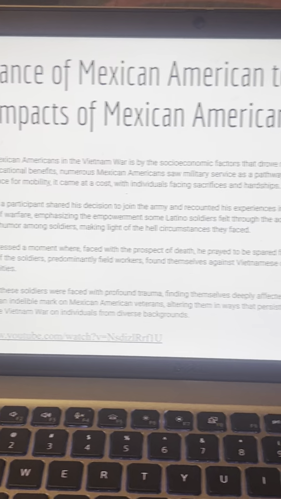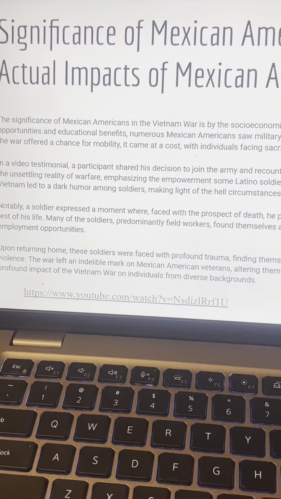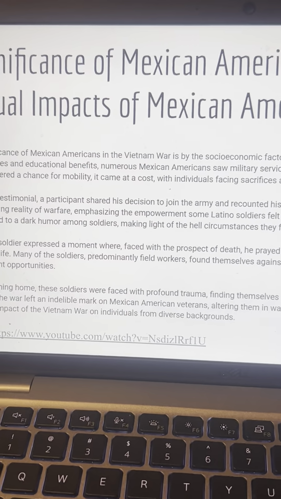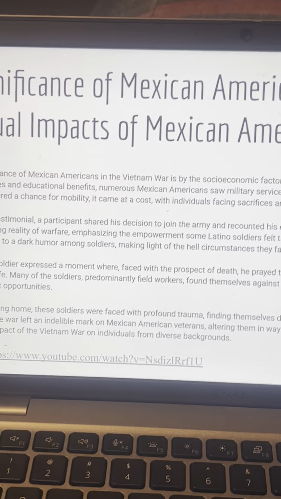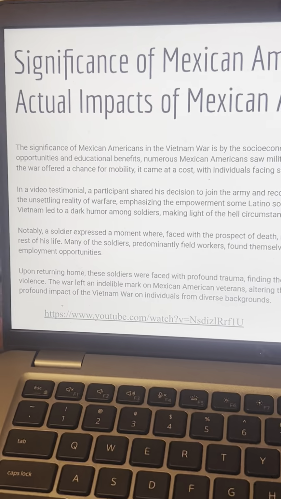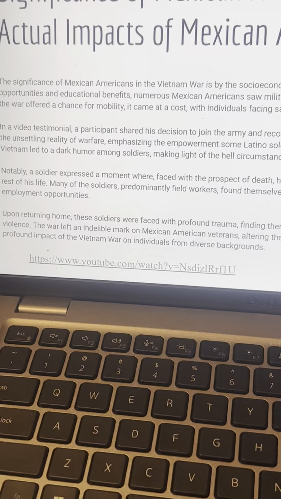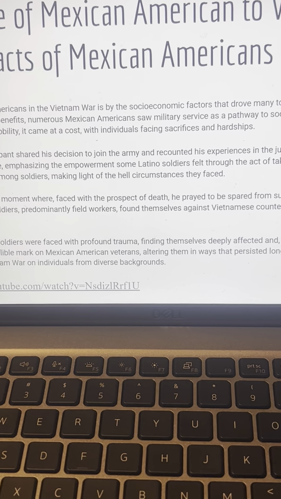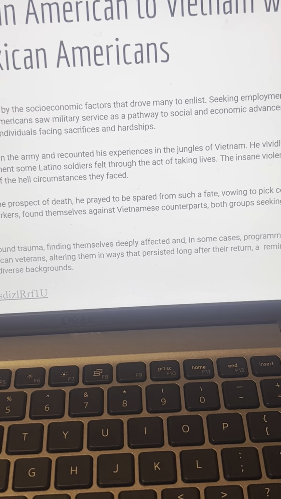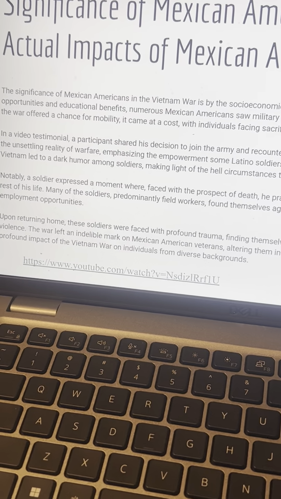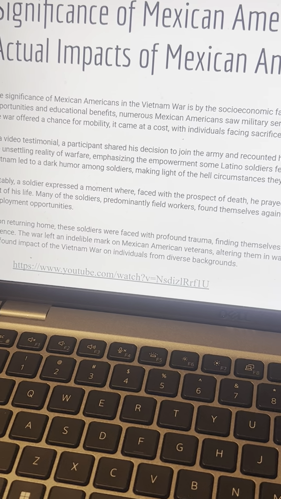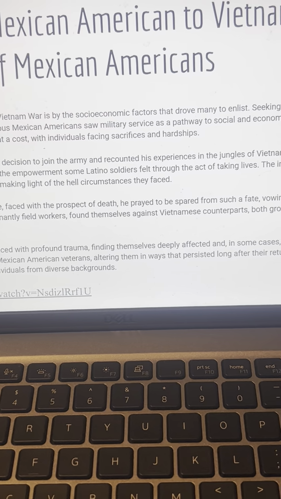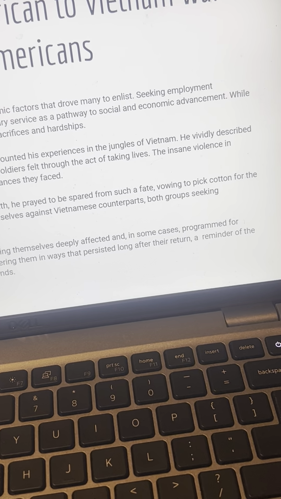Okay, the significance of Mexican Americans to the Vietnam War and the actual impact of Mexican Americans who served in this war. Let's get into that. The significance of Mexican Americans in the Vietnam War is shaped by the socio-economic factors that drove many to enlist. Seeking employment opportunities and educational benefits, numerous Mexican Americans saw service as a pathway to social and economic advancement.